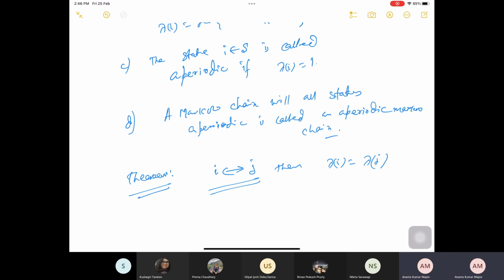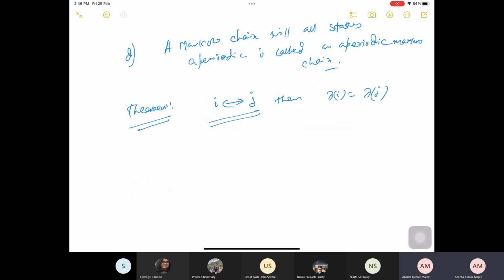Okay, so the proof is again simple. Just you need to use the Chapman-Kolmogorov equations to find out these things, and then the properties of GCD and so on. Okay, so I'm not going to prove these things. So this is easy. I leave it as an exercise. Okay, so now we talk about the so-called first visit and mean passage time.